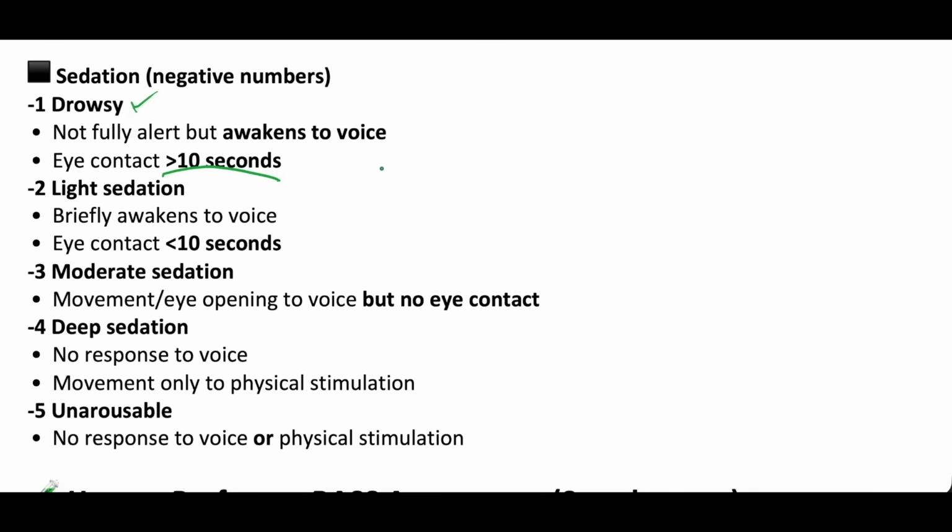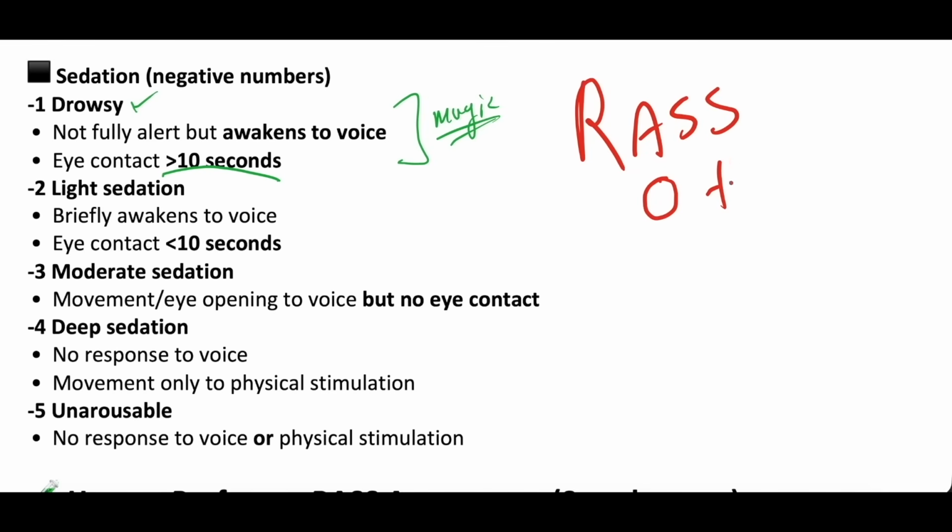This is also where the magic happens, because I guess we'll just say it now, but we'll explicitly say it later: the goal RASS in most patients is a RASS of 0 to -1. So this calm, collected patient who awakens to voice and keeps eye contact, 0 to -1, is what we often are targeting. But there are some exceptions to that, and we'll get into the exceptions as well.